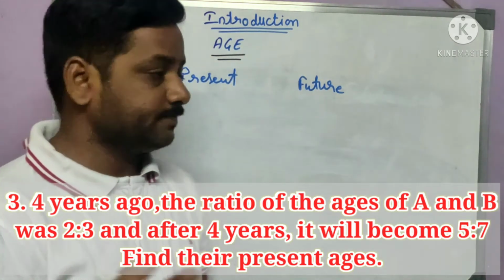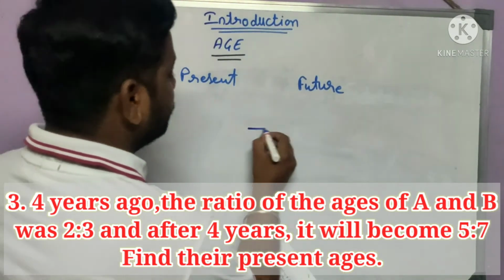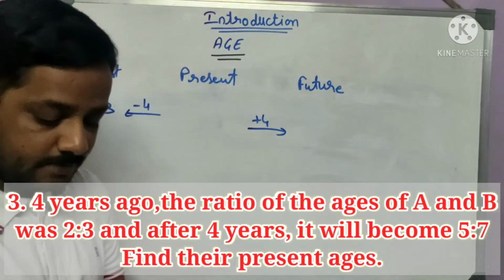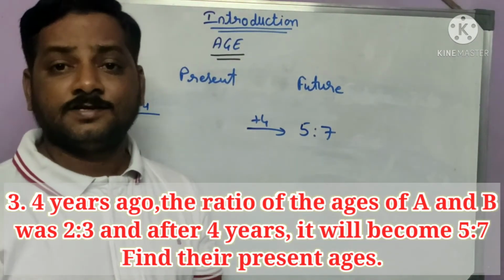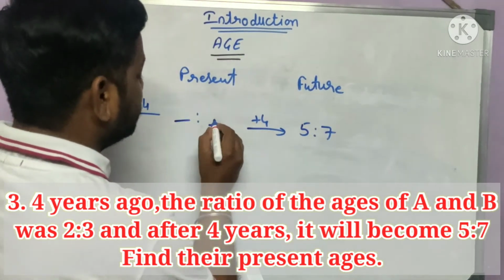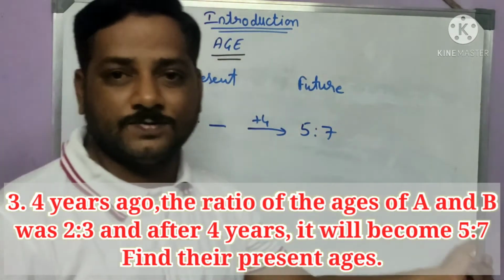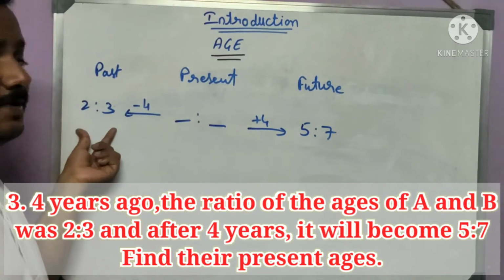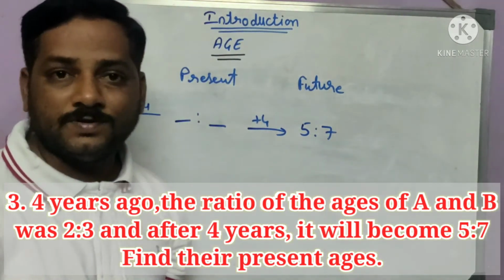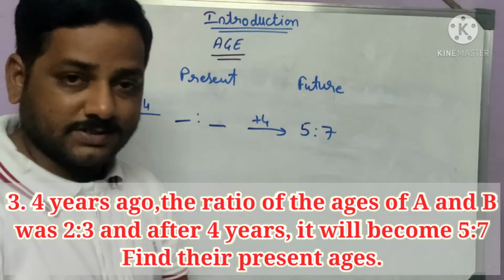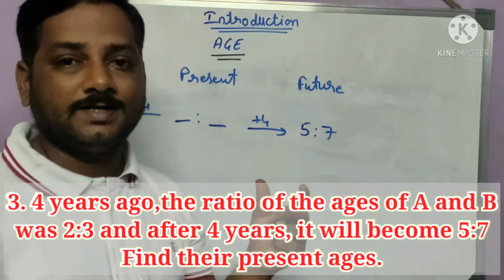And after 4 years, that is future. So this is 4 years ago, right? And after 4 years, that is future. After 4 years, plus 4, it will become 5:7. So the future ratio is also given. Find the present ages. So here some small change has been made in the question. They have not given information about the present, but they have given the past and future information. So 4 years ago, the ratio was 2:3, and 4 years after, the ratio is going to become 5:7. If this is the ratio in past and future, you need to find the present ages of those two persons A and B, right?